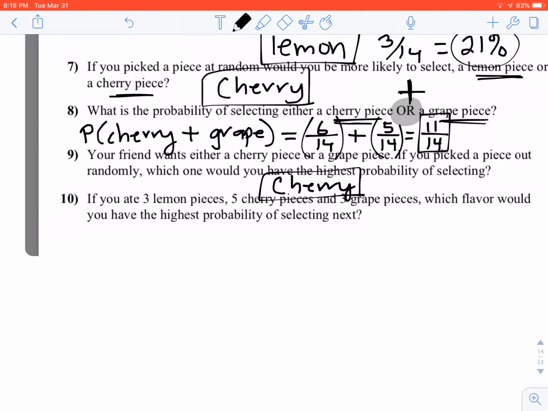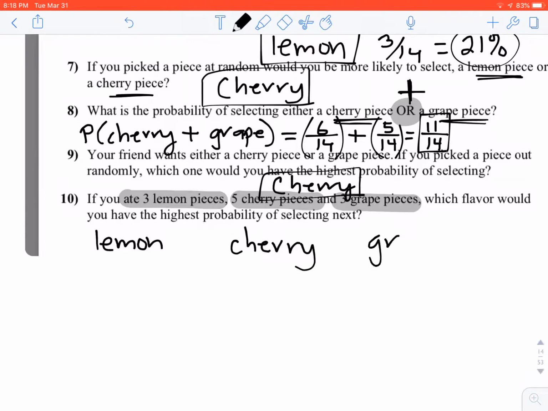Number 10 says if you ate 3 lemon pieces, 5 cherry pieces, and 3 grape pieces, what flavor is going to have the highest probability of being selected next? So let's make a little note here. Our lemon, our cherry, and our grape. We know we have 6 cherry, we know we have 5 grape, and we had 3 lemon.